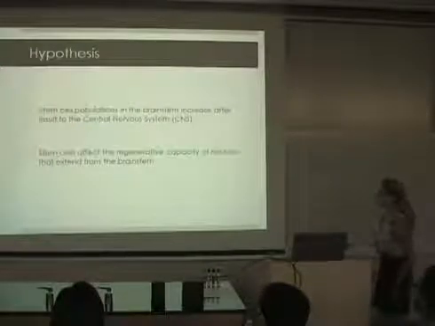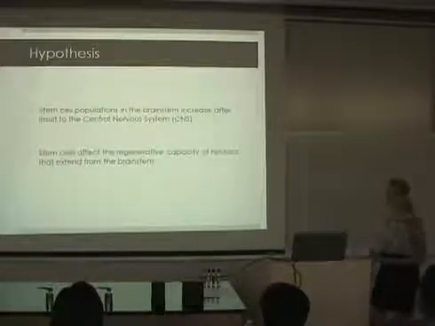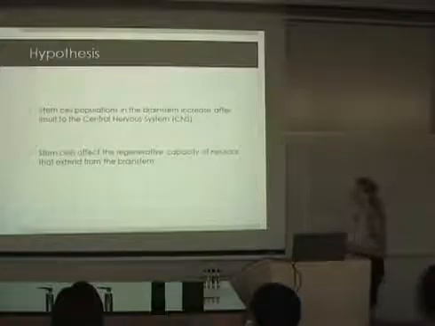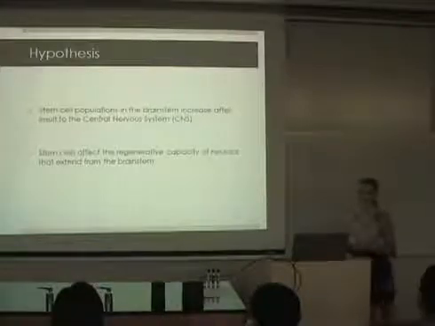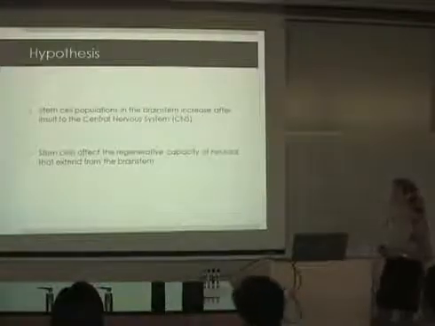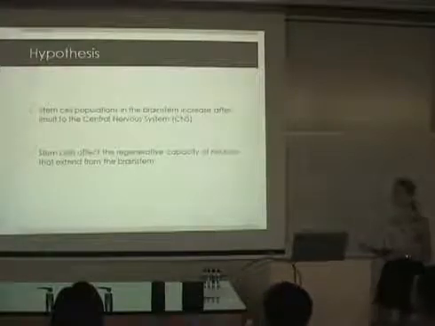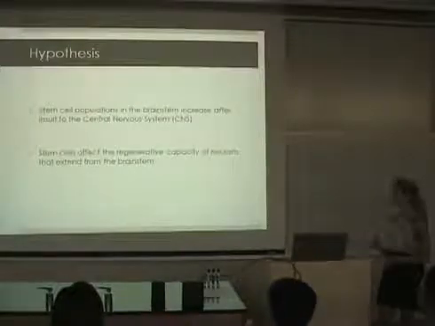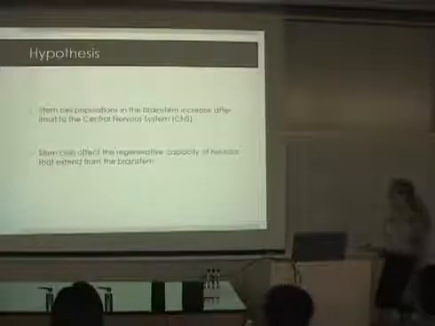So this allowed me to conclude a hypothesis in which I stated that stem cell populations in the brainstem increase after insults to the central nervous system, and that stem cells affect the regenerative capacity of neurons that extend from the brainstem.